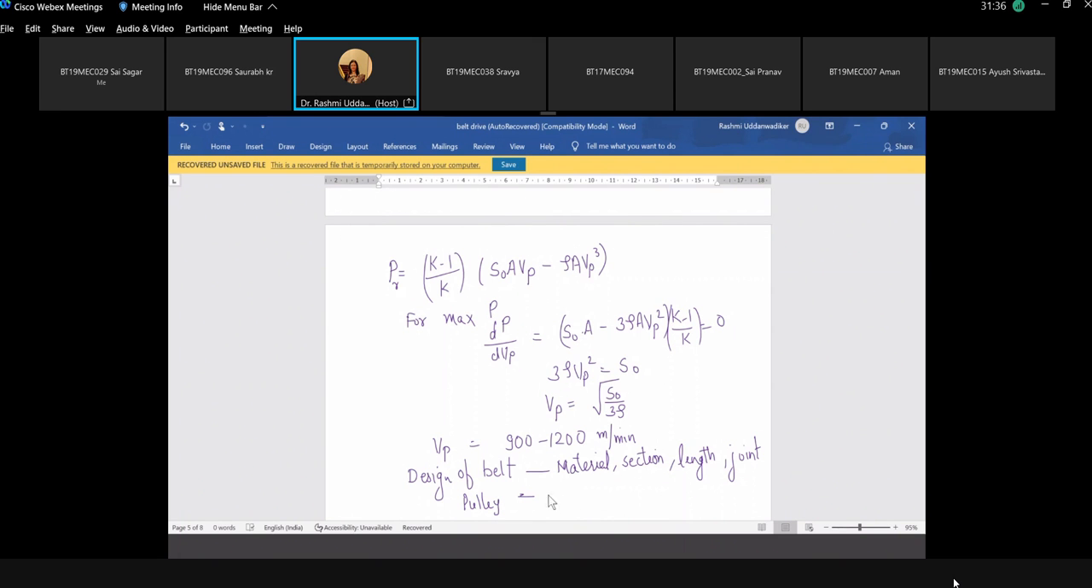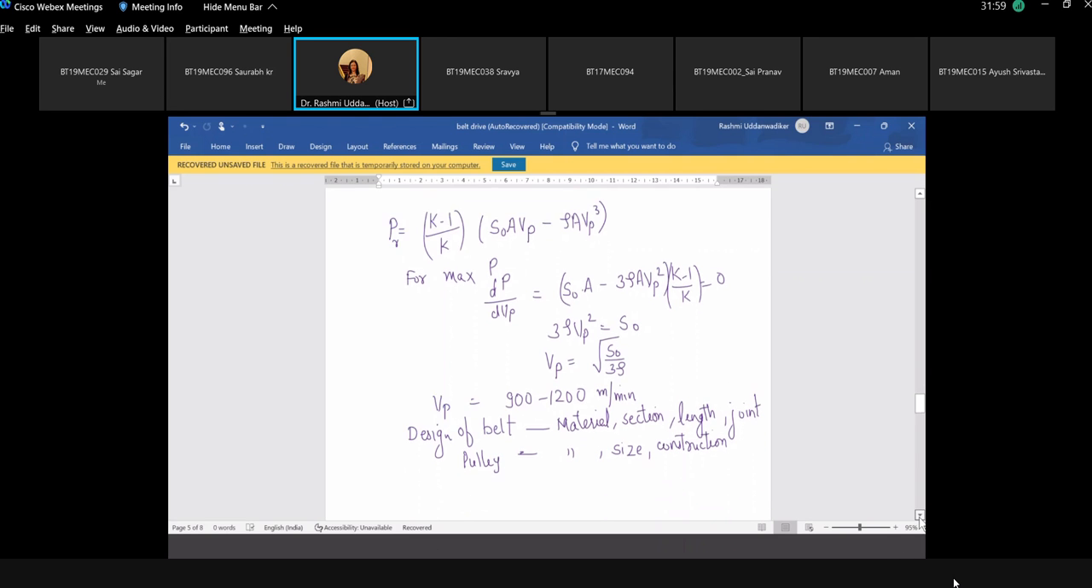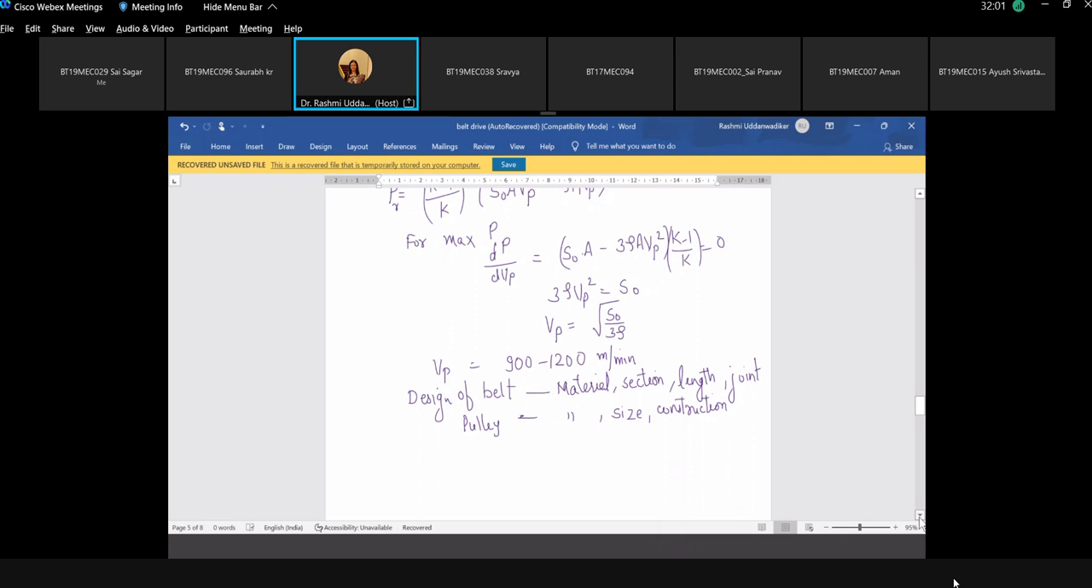Similarly, for the pulley, normally it is a cast iron pulley, but we still have to pick up a material from the standard chart. Then the size of the pulley, which is essentially the diameter, and the construction of the pulley. The construction is like what we have designed for the gear blank. The pulley could be a solid pulley, a ribbed pulley, an armed pulley, or a web pulley. So there is a range of design.